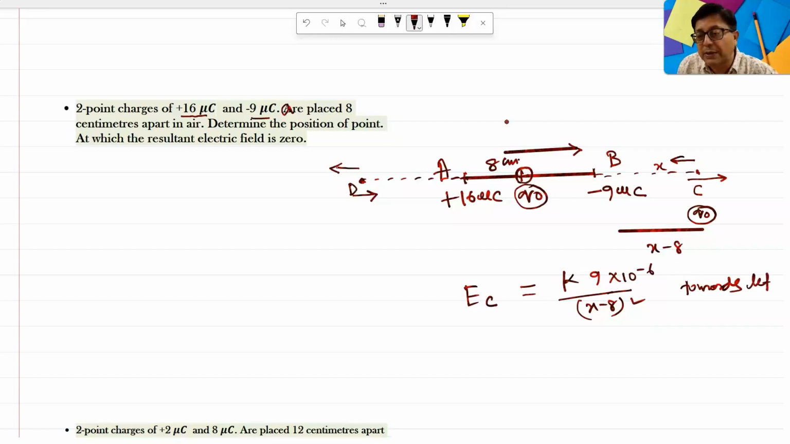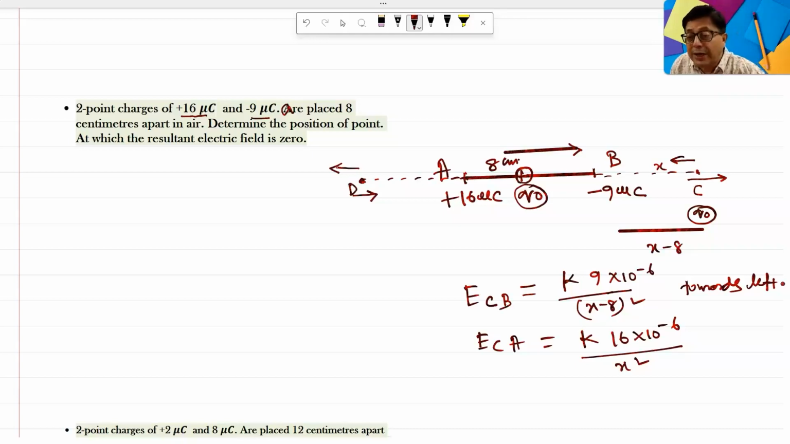Towards left. And electric field at C, it was due to charge at B. Now electric field at C due to charge at A will be what? K into 16 10 to the power -6 by, from 16 distance is how much? That we have taken x square. Okay. In what direction? Towards right.